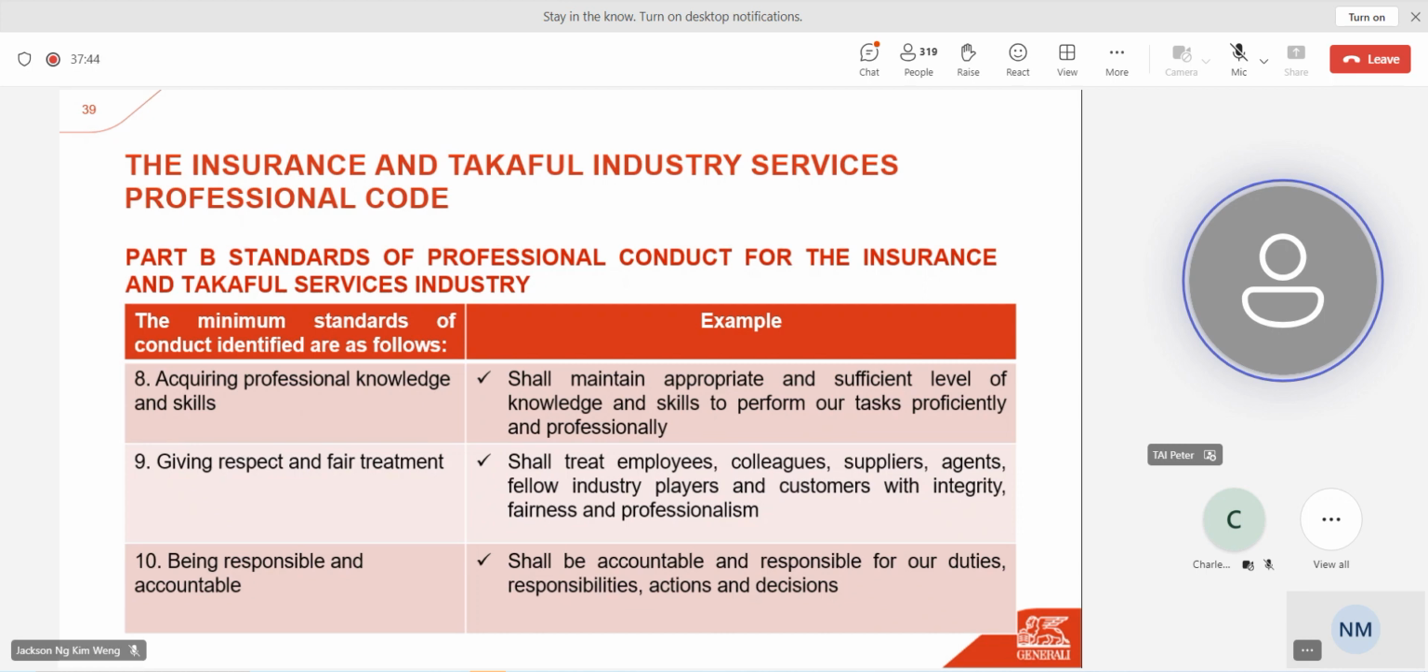Then you have to be fair and respect everybody: employees, colleagues, suppliers, agents, everybody in the industry. Because insurance is a very professional industry. I'm not sure why the public don't accord us that kind of respect.